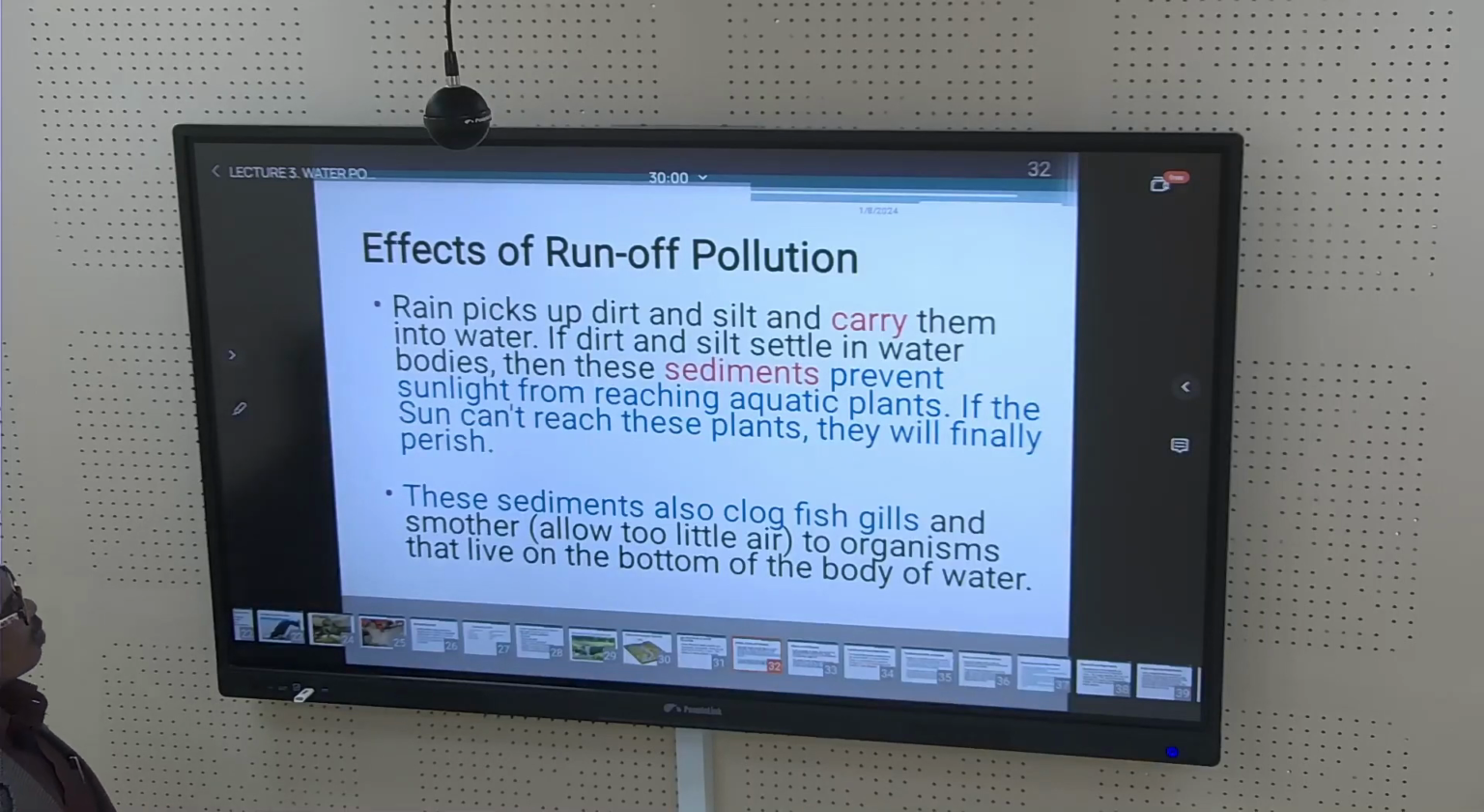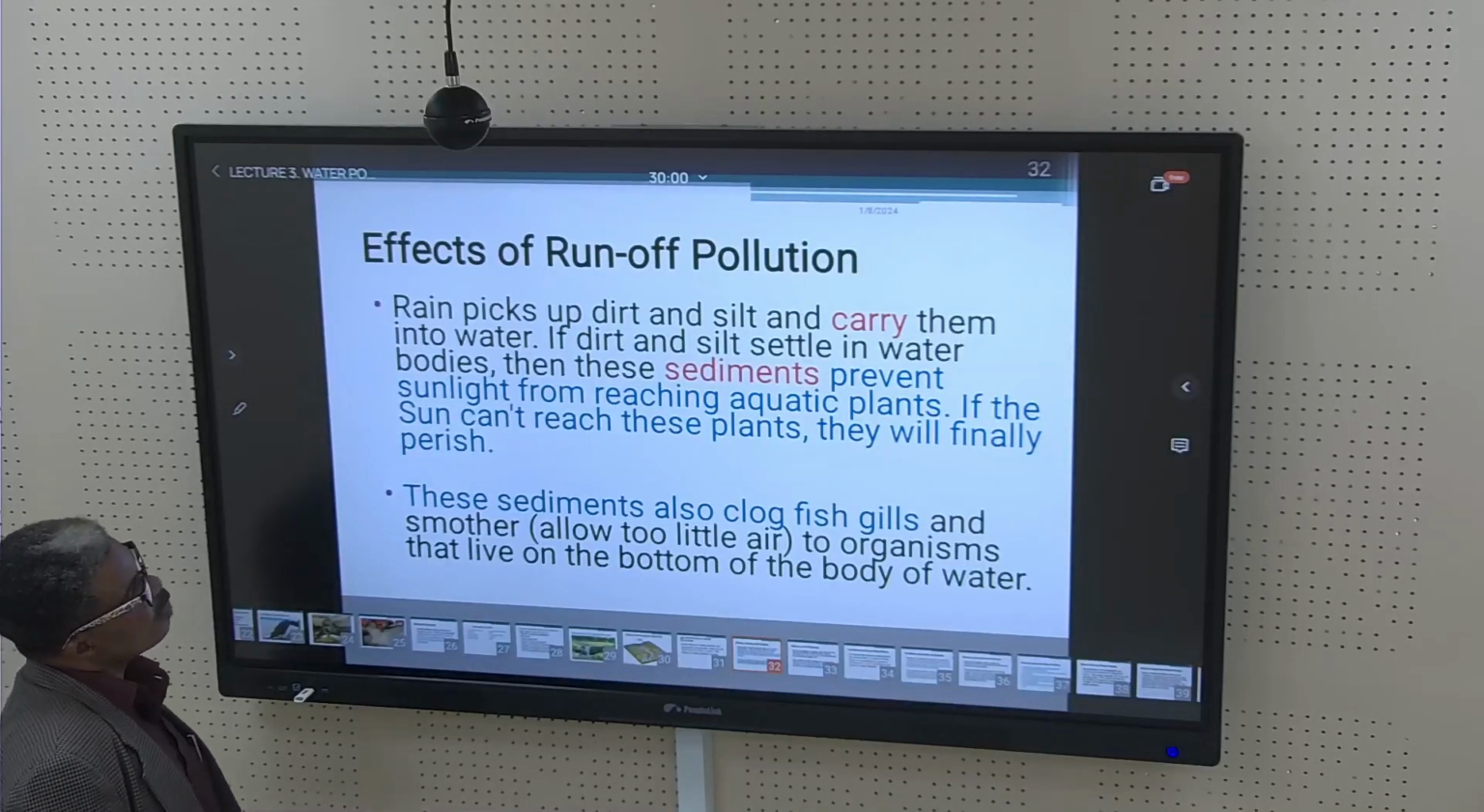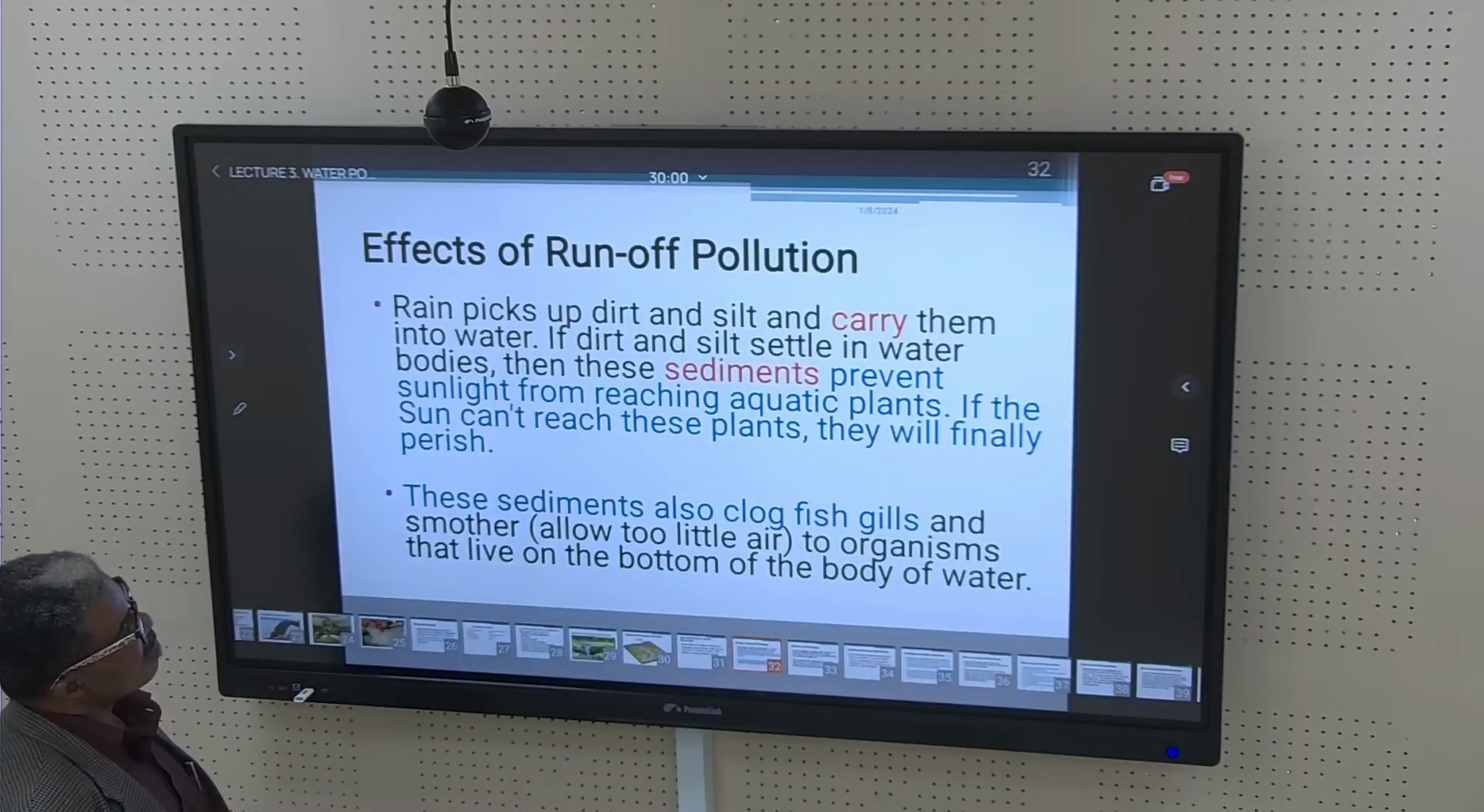So, effect of runoff pollution. It means water that is running on the surface and collecting dirt or silt.